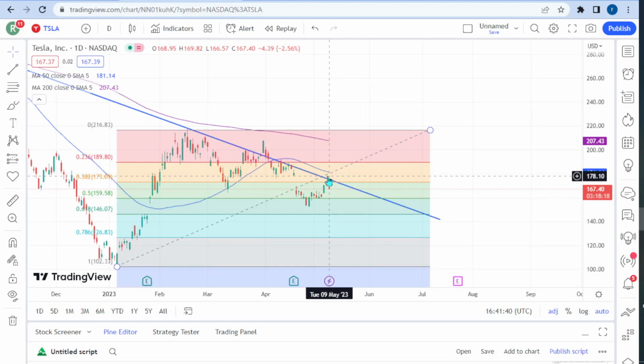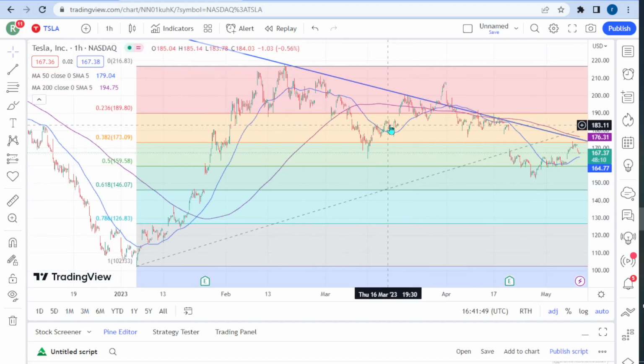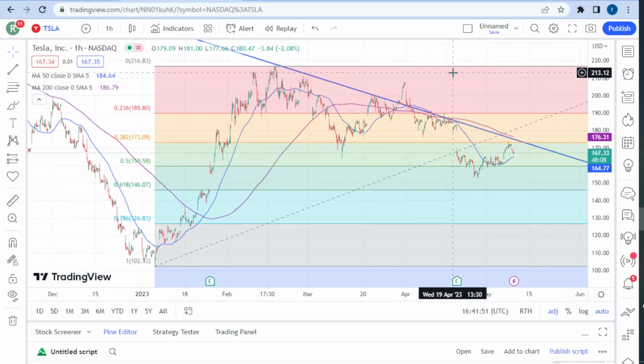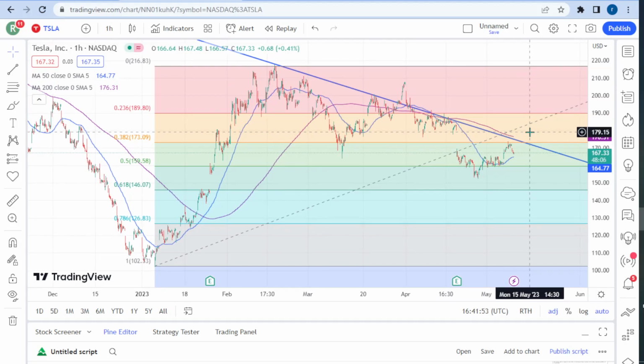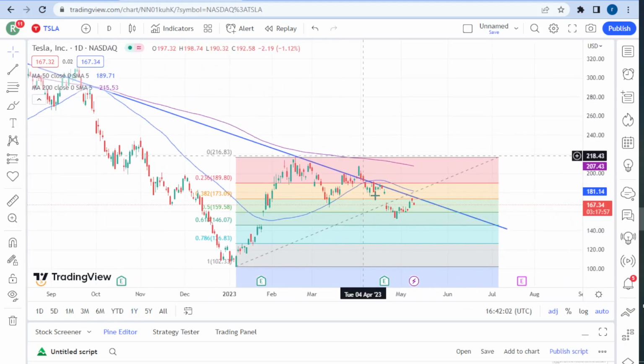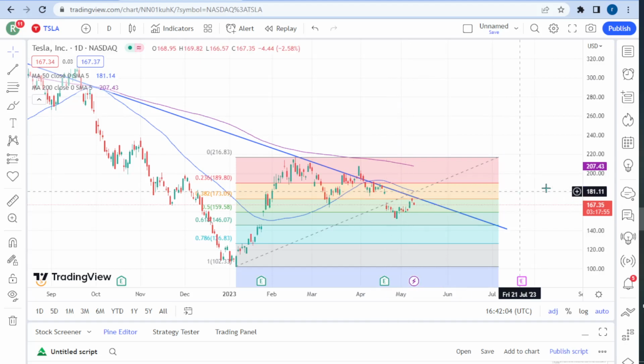So like I said, we could get that gap fill right there, which you guys can clearly see. Let me just zoom in a little bit. If we are going to get that gap fill, that's going to be right around 179-ish right there, as you guys can see. And then if we are going to the next area after that gap fill, then yeah, that 181.14, and then the fib right there.